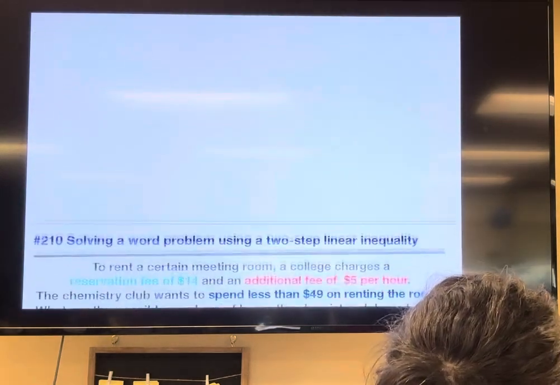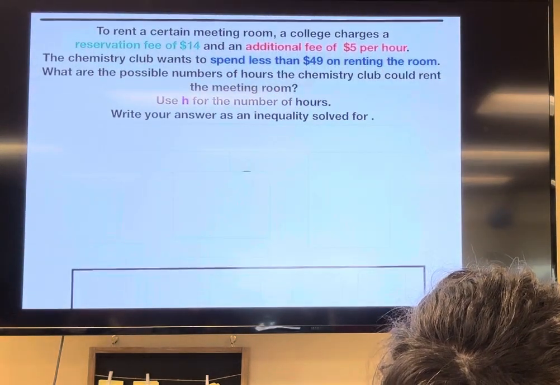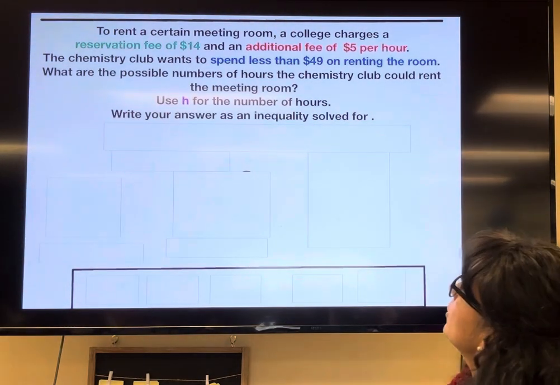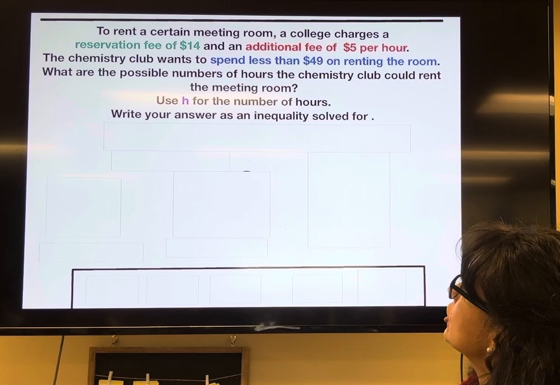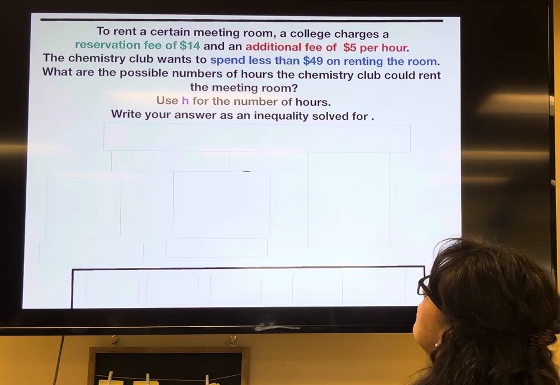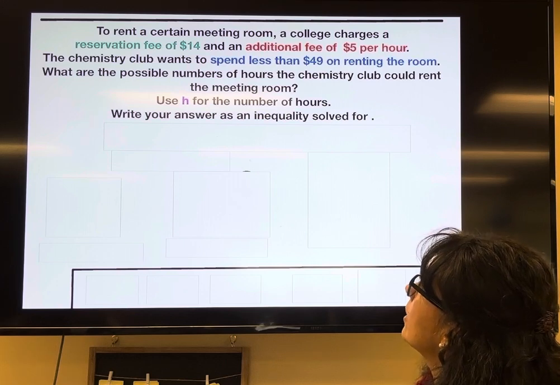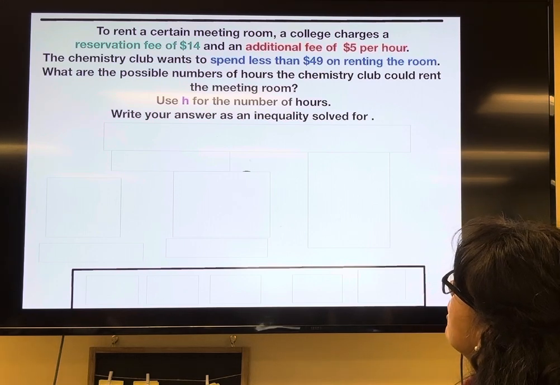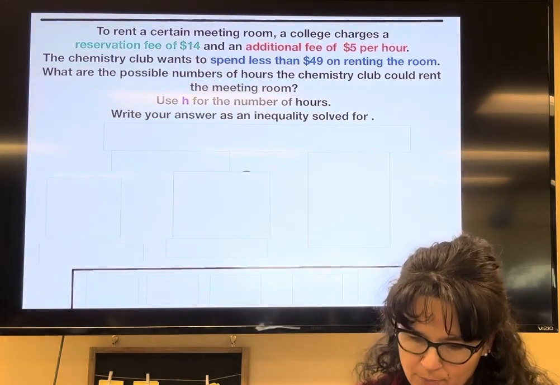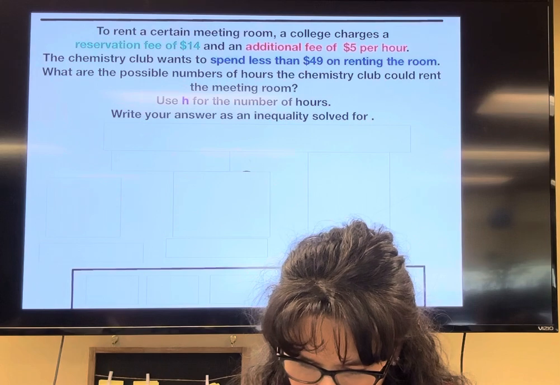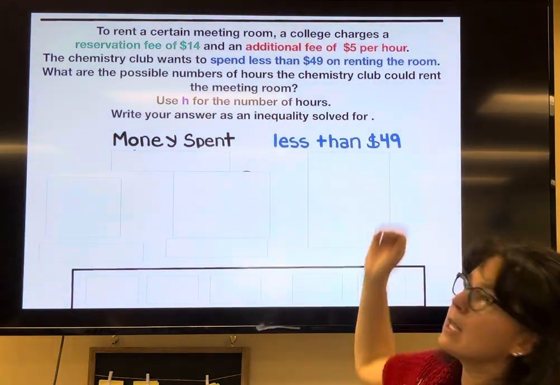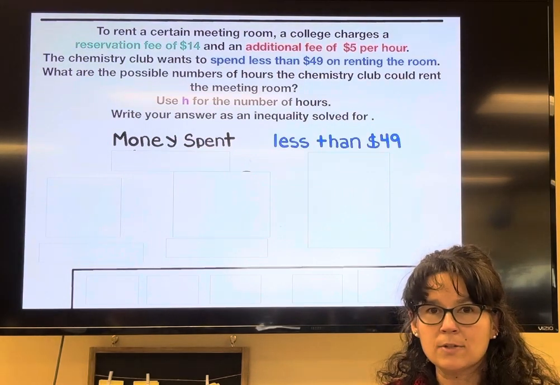Okay, so then this next one, just another option is they want to rent a meeting room, and the college is charging a reservation fee of $14 and an additional fee of $5 per hour. The chemistry club wants to spend less than $49 on renting the room. Okay, so let's just pick out the information. The most important is the money that they spend has got to be less than $49.